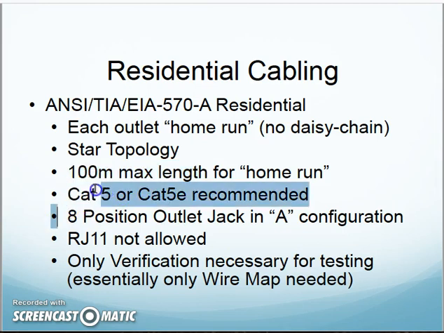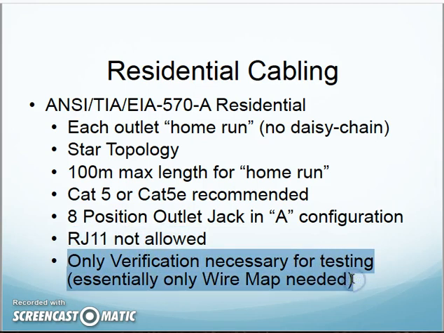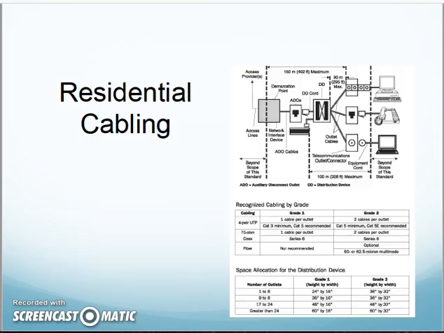They're recommending category 5e. And again, the idea there is if you're moving into IP phone, that sort of thing, you have the structure to do it. An 8-position outlet jack should be used, wired in the A configuration. They're not allowing RJ11s anymore, RJ14s. We should be using the RJ45 8-position outlet jack. For testing of this, really only the wire map is necessary. I don't need to do any performance testing, but I need at least a wire map to show that it is wired correctly and there's no crossovers or cross pins or anything like that in it.